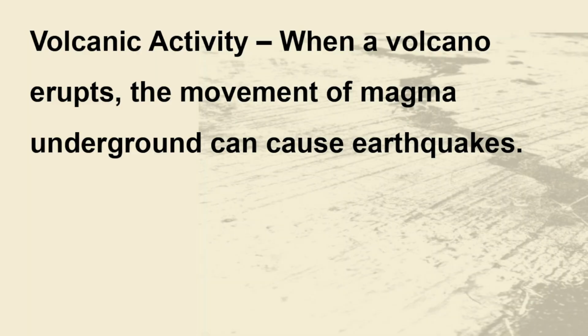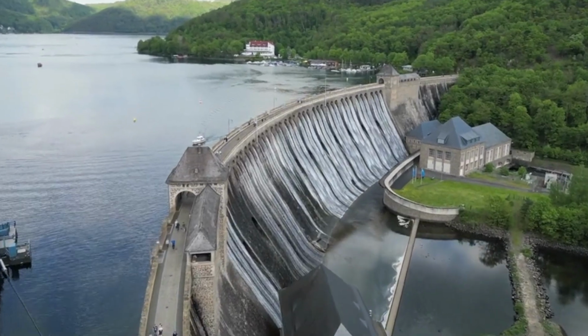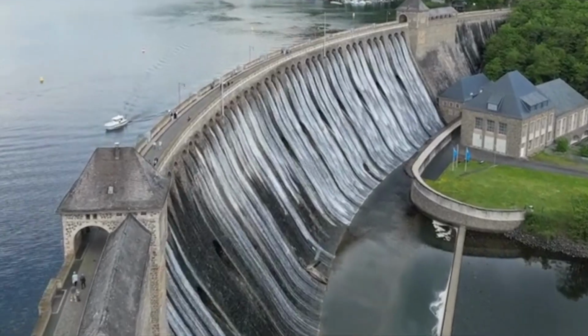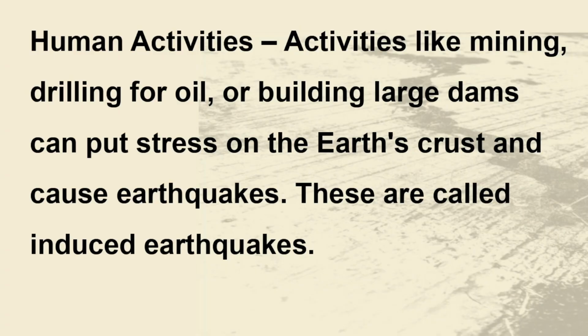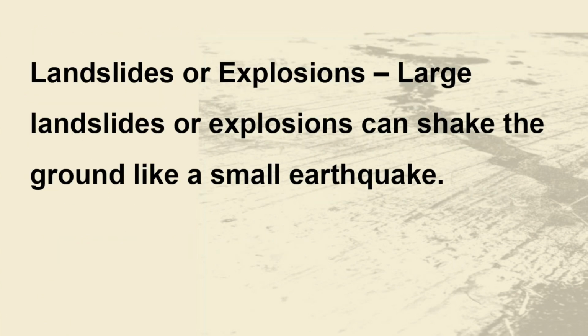Volcanic activity. When a volcano erupts, the movement of magma underground can cause earthquakes. Human activities. Activities like mining, drilling for oil, or building large dams can put stress on the Earth's crust and cause earthquakes. These are called induced earthquakes. Landslides or explosions. Large landslides or explosions can shake the ground like a small earthquake.